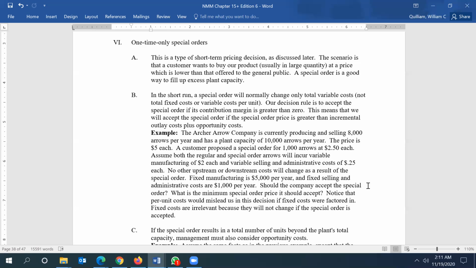So should the company accept the special order? Well, as a minimum, special order prices should cover incremental costs. And we will note that per unit costs can be misleading in this decision if fixed costs were factored in. Fixed costs are irrelevant because they will not change if the special order is accepted.